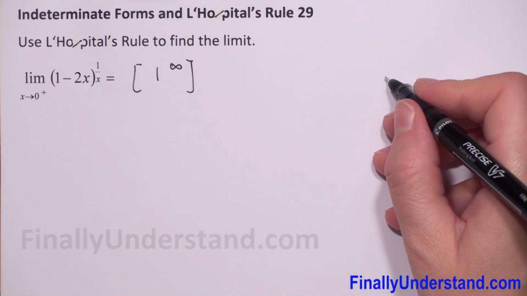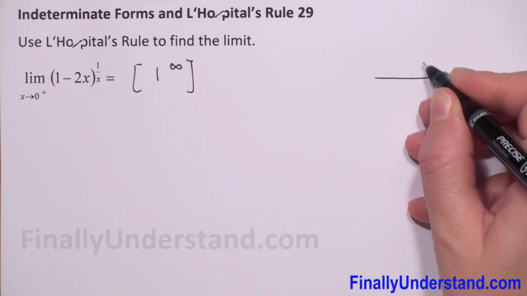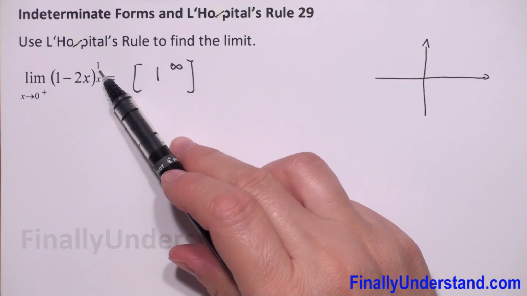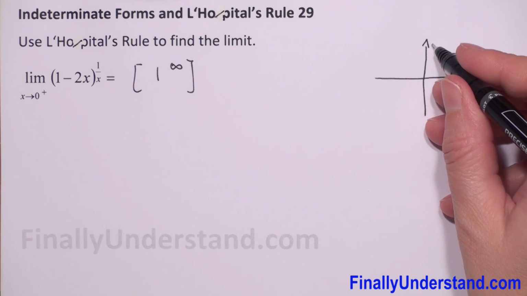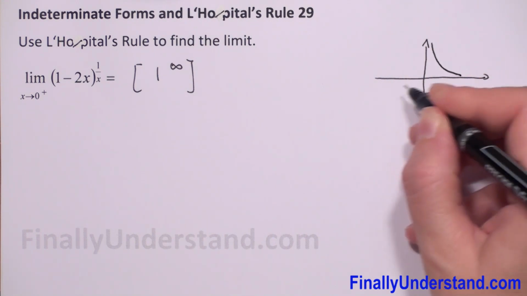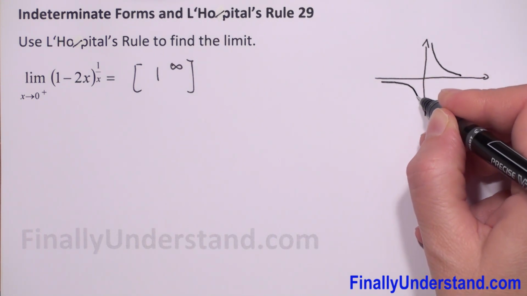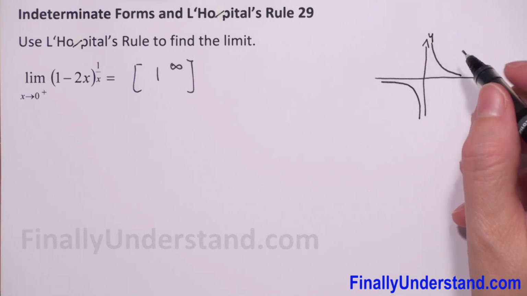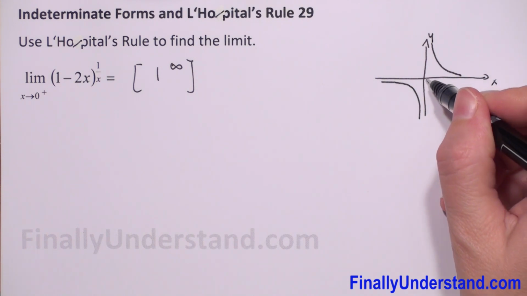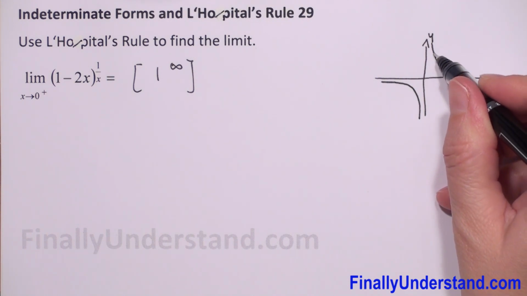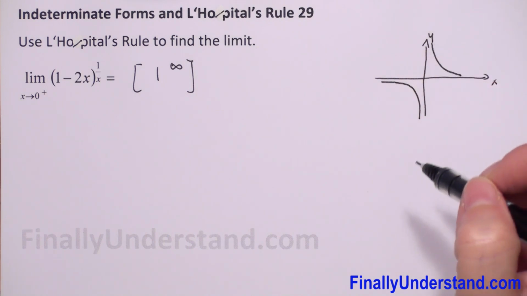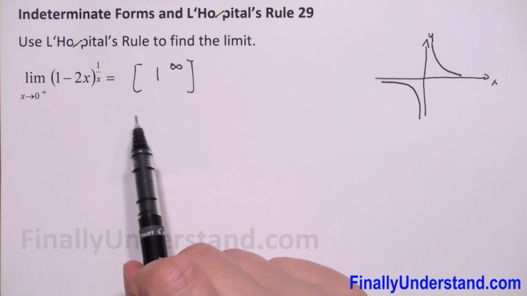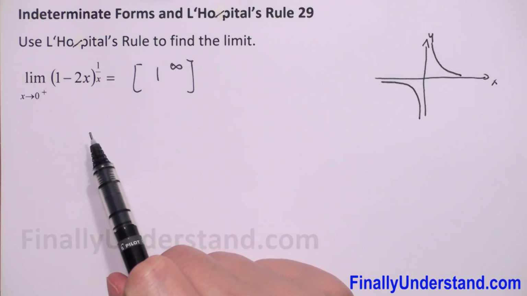If you forgot, let me draw the graph of the function 1 over x. Because in the numerator we have a positive number, it means we have a hyperbola in the first and in the third quadrant. This is the x-axis, y-axis. When we approach 0 from right, we see that our graph goes to positive infinity. That's why I put infinity. We cannot use L'Hopital's rule now.